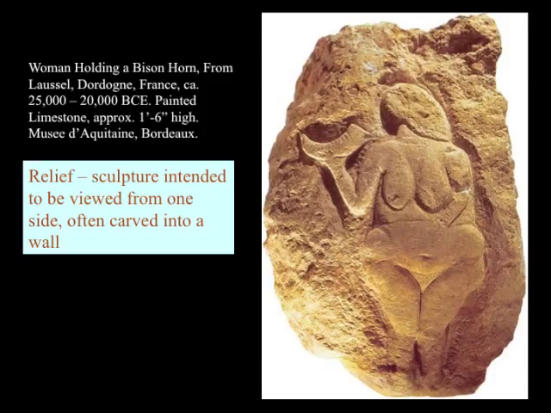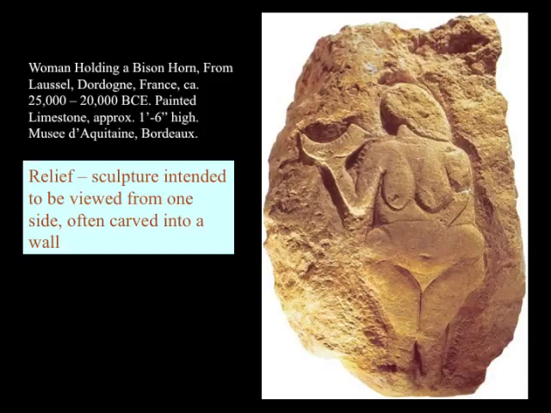a bison horn. And this is from Laussel in France and dates to roughly 25,000 to 20,000 BCE. Now this was originally painted, you can't really tell now, but it's painted and carved limestone. It's only about 1 foot 6 inches in height. It's quite small. And it's also been disassociated from its original context. This was actually chiseled onto a much larger piece of stone, a massive stone block in front of a Neolithic shelter, basically a place people would live, and painted with a red ochre.